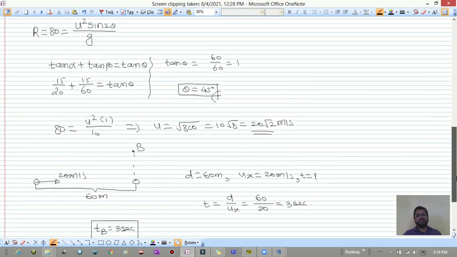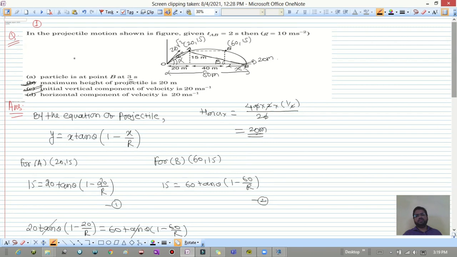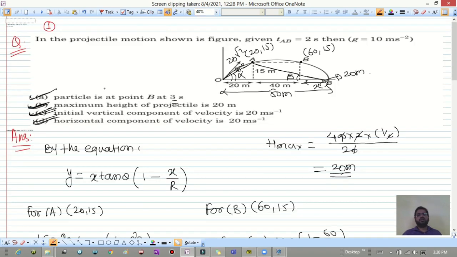So as you can see over here, firstly particle is at point B at 3 seconds, true. Maximum height 20 meter, true. Initial vertical velocity, true. Horizontal velocity, true. So answer for this question is A, B, C, D. All options given are correct. So I hope this is clear. Now the next question we have.